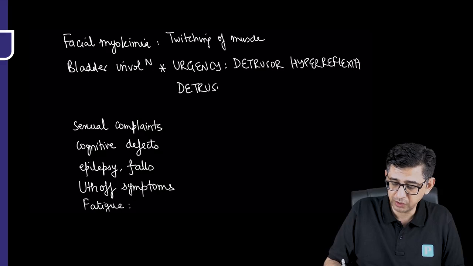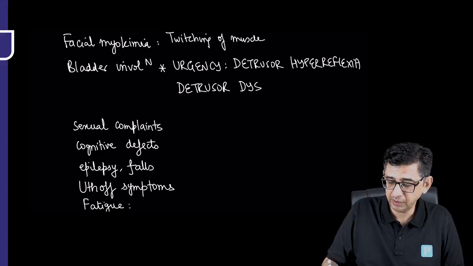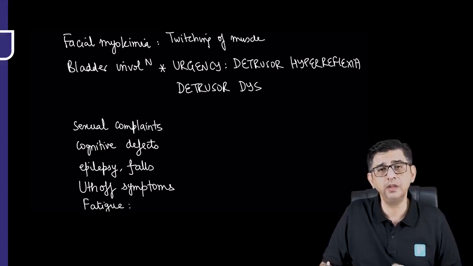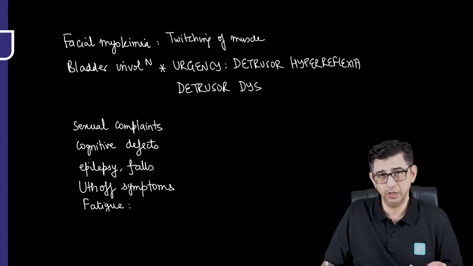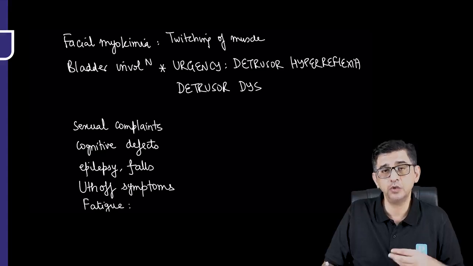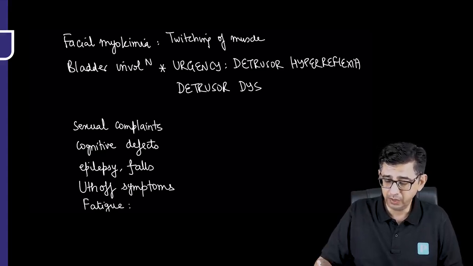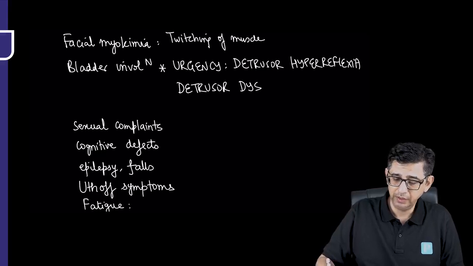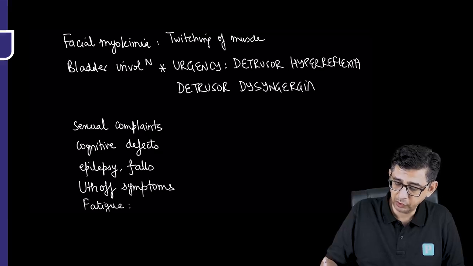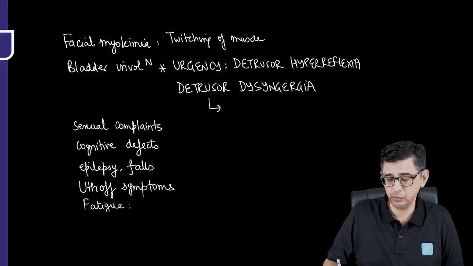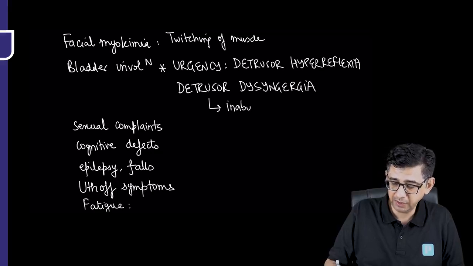Because of this detrusor dyssynergia, the person would either have difficulty in initiating the act of urination or stopping the act of urination. See, a normal person can increase the speed of urination, decrease the speed of urination, or stop the act of urination midway. But in this patient, because I'm saying the word dyssynergia, again because of lesions innervating the bladder circuit, detrusor dyssynergia means, one, the person will have an inability to initiate the act of urination.